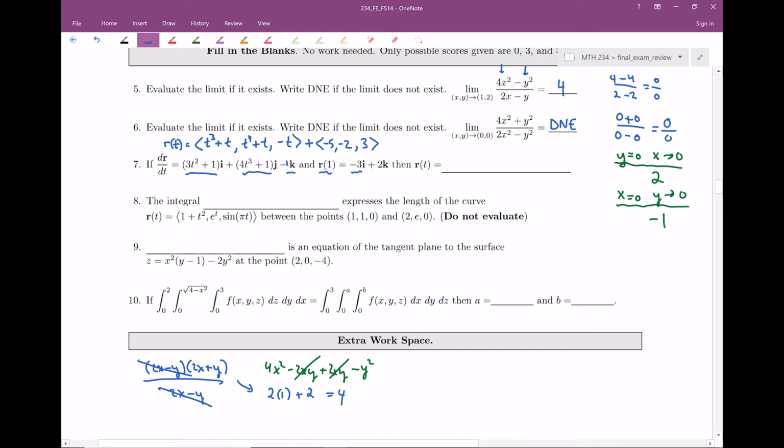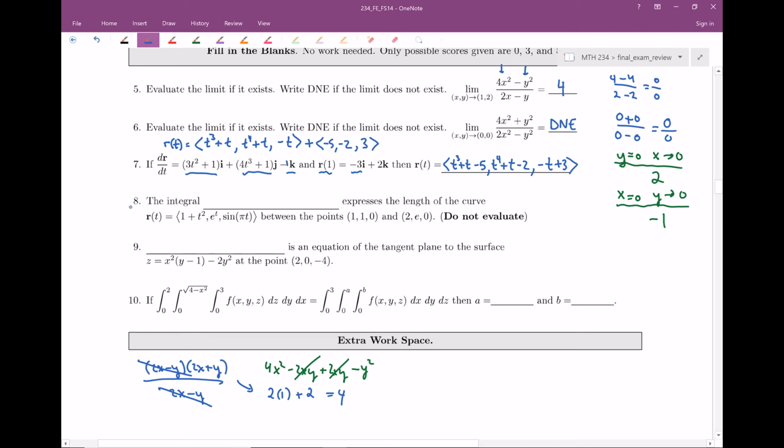All right, so I think this should be the final result. Let's go ahead and write it down. So r(t) is going to be equal to t cubed plus t minus 5. The second component is going to be t to the fourth plus t minus 2. And the third component is going to be -t plus 3. All right, I'm happy with that answer. Let's move on to problem number 8.